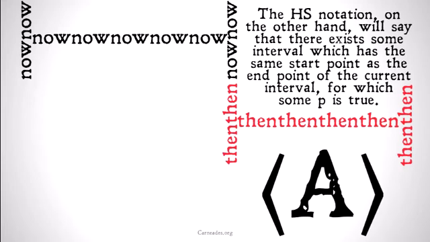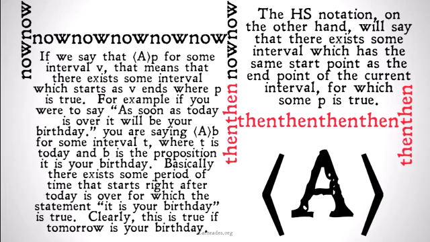The HS notation, on the other hand, will say that there exists some interval which has the same start point as the end point of the current interval for which some P is true. So there exists some, that's the idea of the possibility or the existential quantifier, there exists some interval which has the same start point as the end point of the current interval for which some P is true. So if we said AP for some interval V, that means that there exists some interval which starts as V ends where P is true.